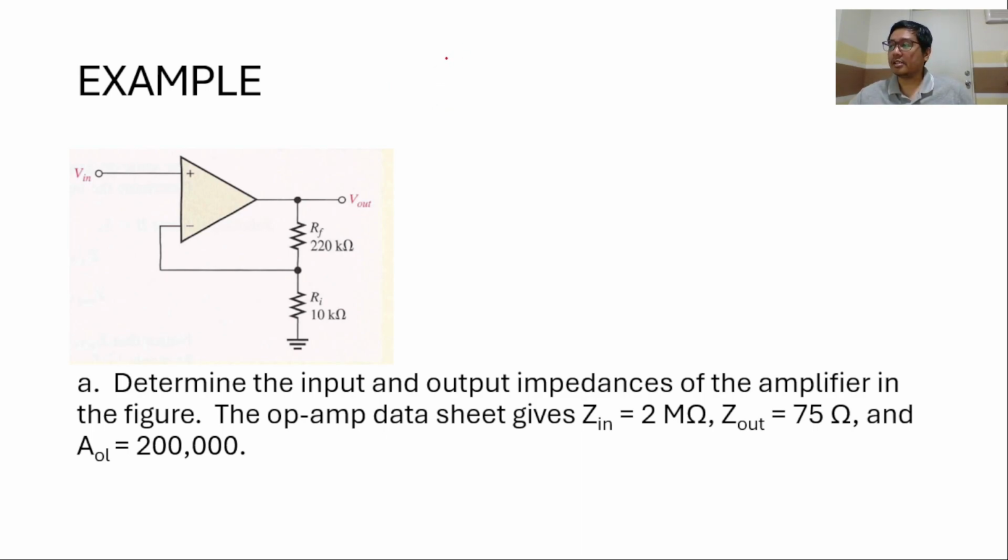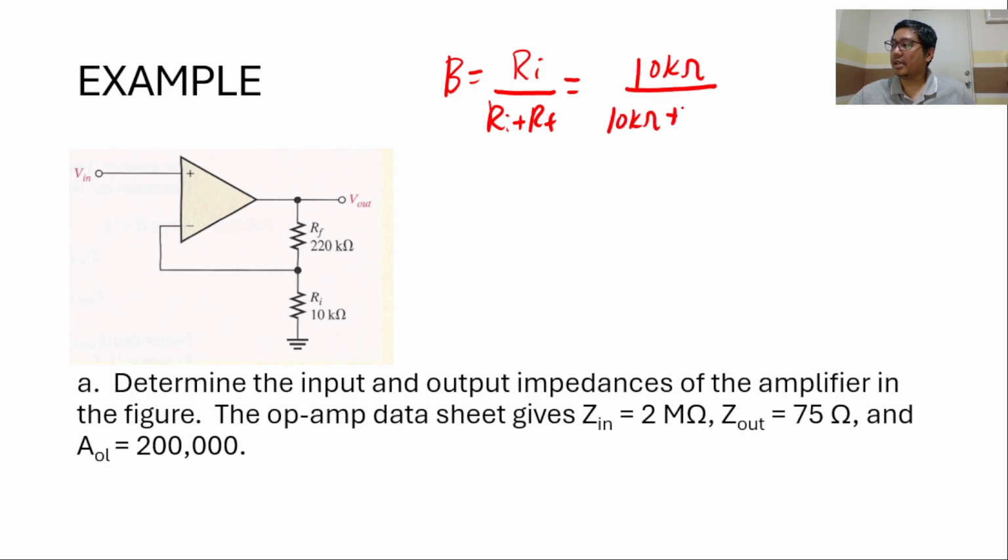First is, let us solve for the attenuation B equals RI over RI plus RF. Substituting the values, we have 10K divided by 10K plus 220 kilo ohms. That is equal to 0.0435.